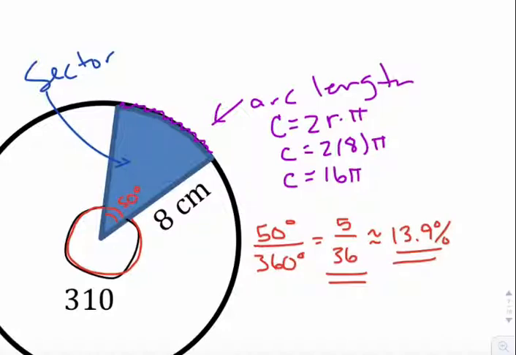Now, if you don't like leaving your answer in terms of pi, you can go ahead and just convert it. 16 times pi is about 50.27.